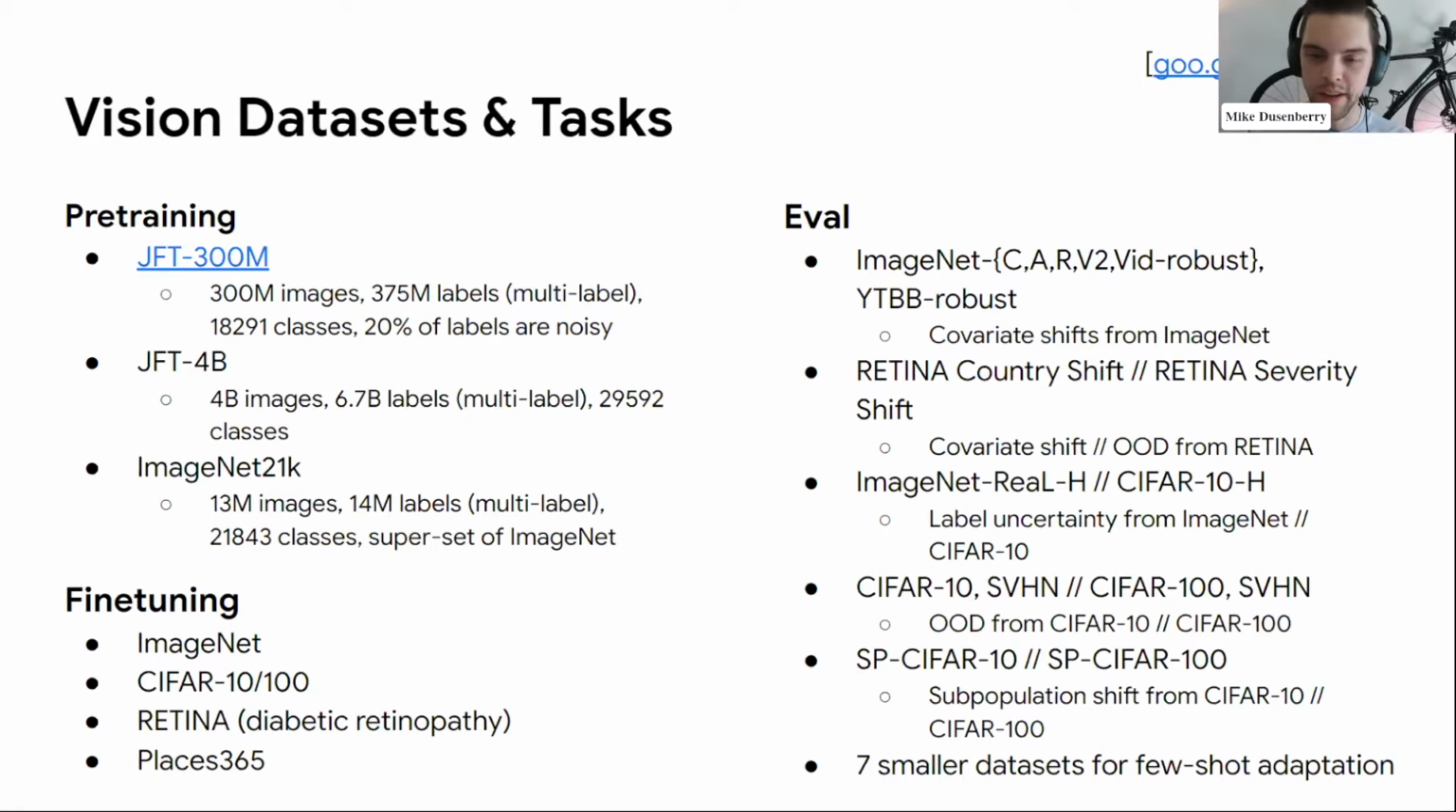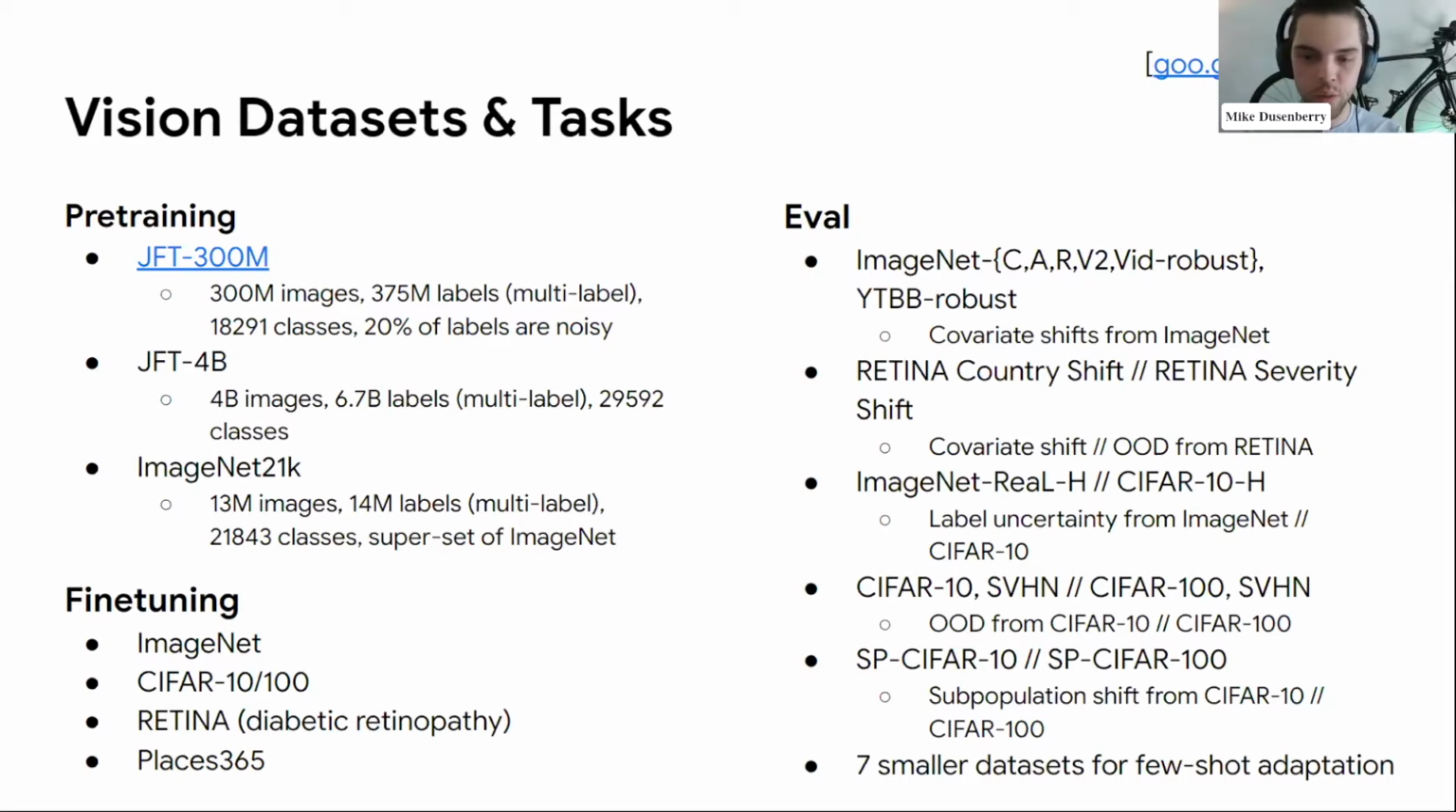One other example here: Dustin mentioned label uncertainty. Usually in the data sets we have, we're going to have maybe just one-hot encoded labels for each example. But ImageNet ReaL-H and CIFAR-10H are interesting because they were created as evaluation data sets using a set of human annotators. That set of human annotators may disagree on the label for a given image, and thus you can identify their collective set of labels as a distribution over labels. Then we can look at how well our model's predictive uncertainty over the labels matches up with the set of human annotators.